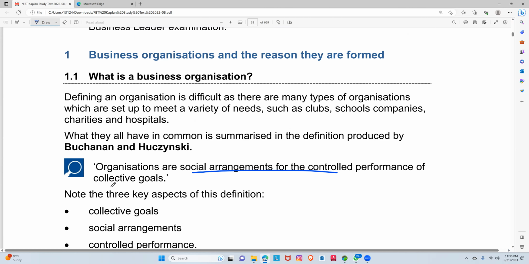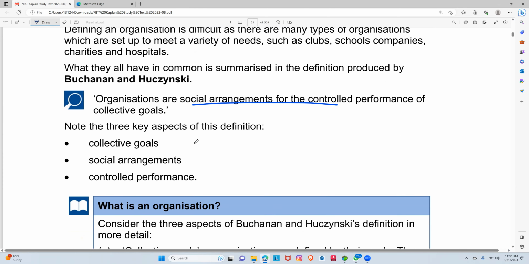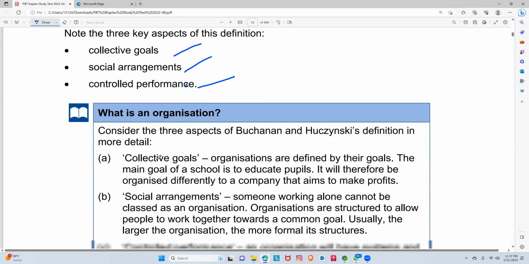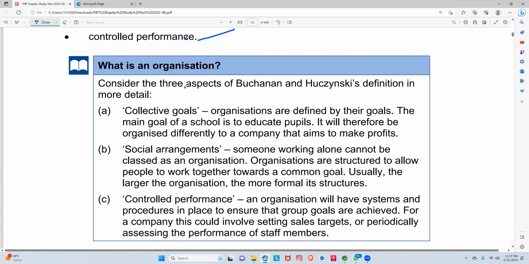If you just see here, there are 3 key aspects of this definition. What they are: collective goals, social arrangements, and controlled performance. If you just see here, there are few more people. Consider 3 aspects of Buchanan and Huczynski's definition in more detail. Understand this collective goals, what it is. Organizations are defined by their goals. The main goal of a school is to educate people. It will therefore be organized differently to a company that aims to make profits. Whether you're making profits or not, it is an organization.